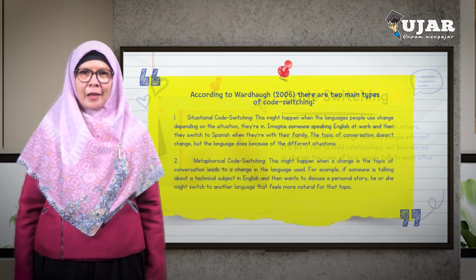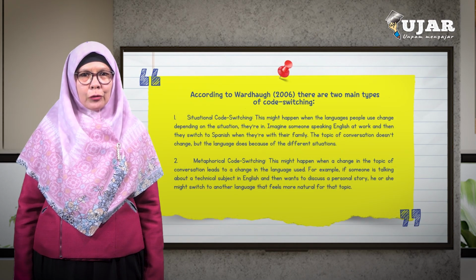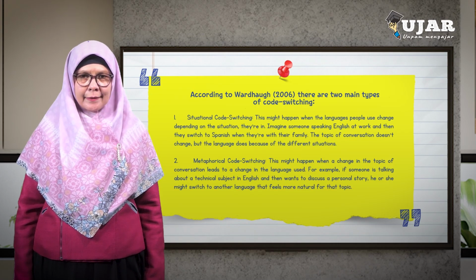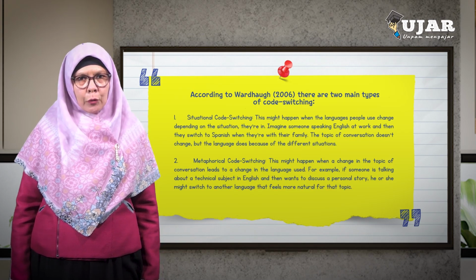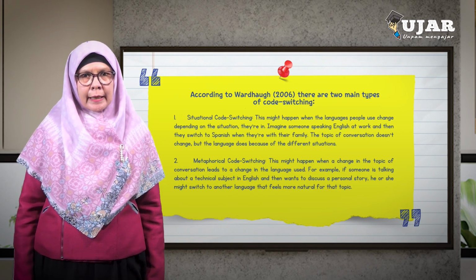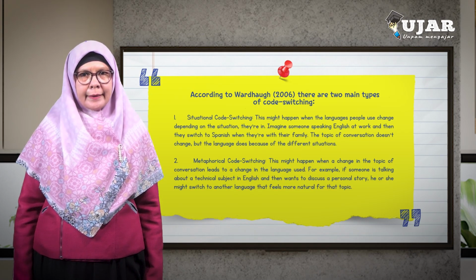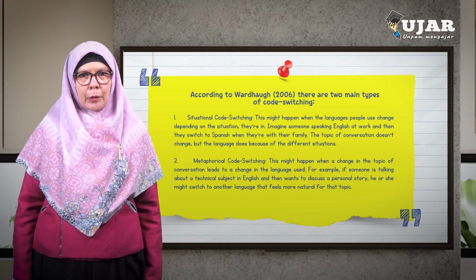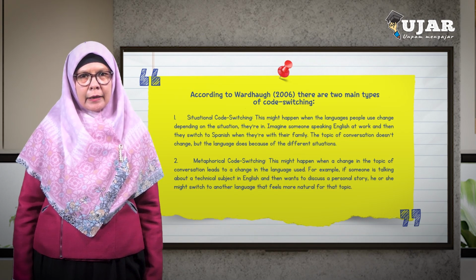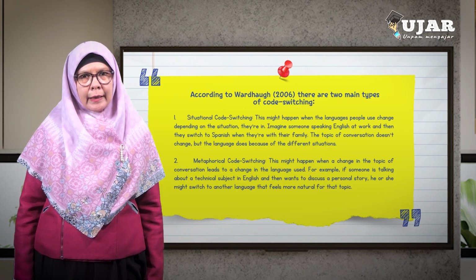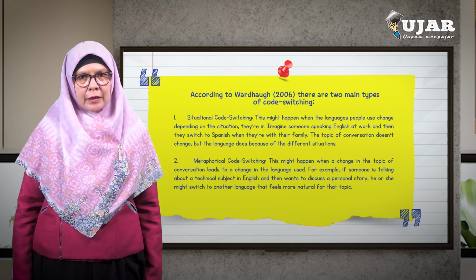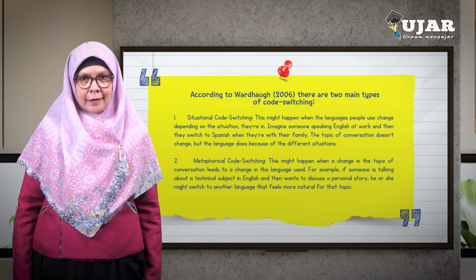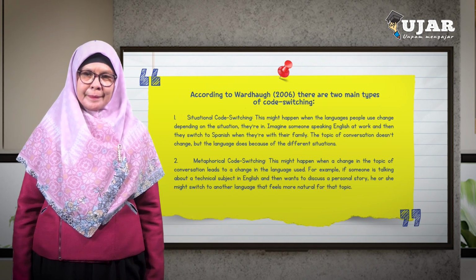According to Wardah, there are two main types of code switching. The first one, situational code switching. This might happen when the language people use changes depending on the situation they are in. Imagine someone speaking English at work and then switching to Spanish when they are with their family. The topic of the conversation doesn't change, but the language does because of the different situation.